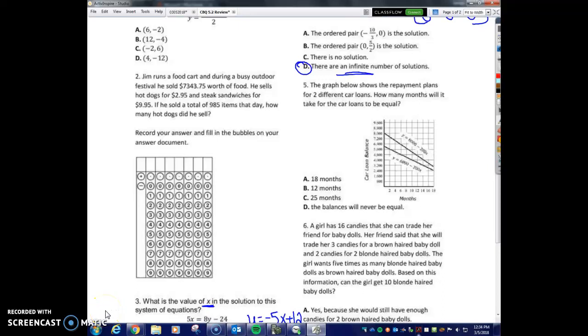Alright, so I'm going to go over number 5 now. So the graph below shows the repayment plans for two different car loans. How many months will it take for the car loans to be equal? Okay, so if you look at the graph and look at our answer choices, right?